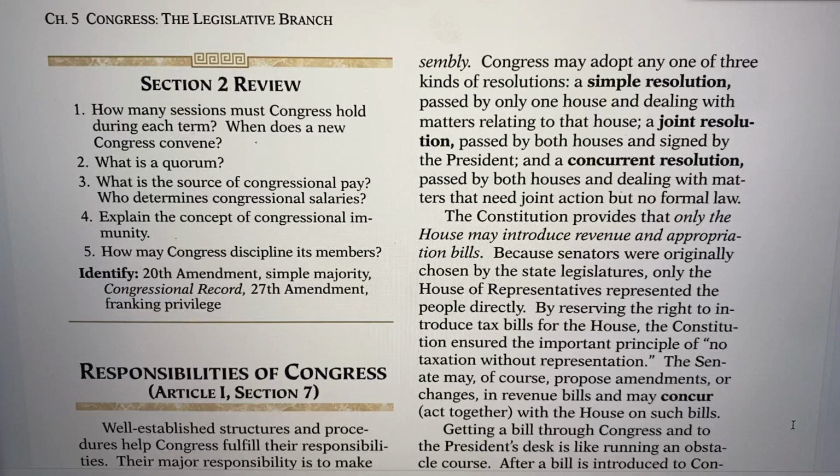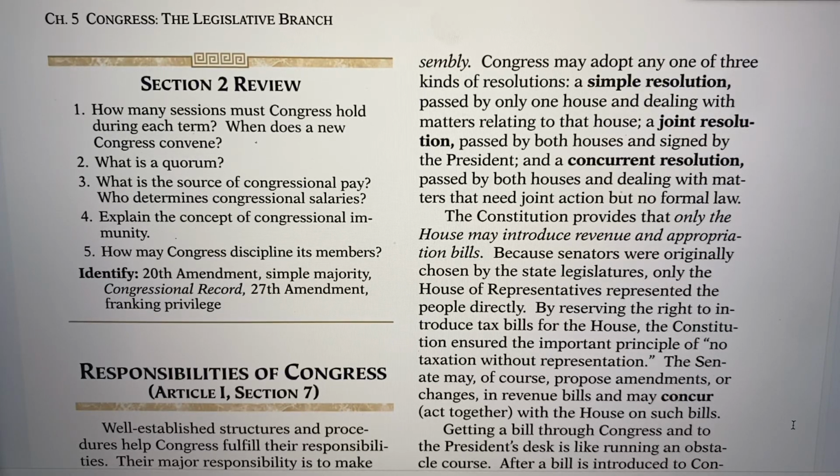Number 4, explain the concept of congressional immunity. Congressional immunity basically is when Congress is in session, they cannot be arrested. They can't come in and say, okay, we're going to arrest this person in the midst of Congress. They're free from arrest during Congress in session. That's because, like I said before, a lot of times somebody would be charged to be arrested, and it'd be a false charge just to mess everything up in the midst of Congress. Oh, congressional immunity also means they're not liable for what they say when they're speaking while Congress is in session.